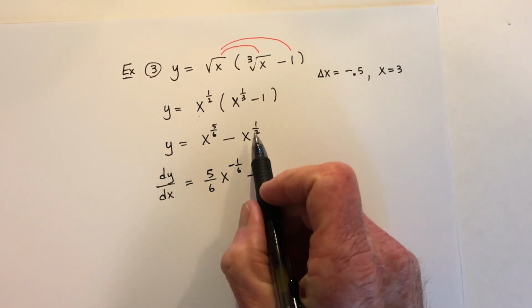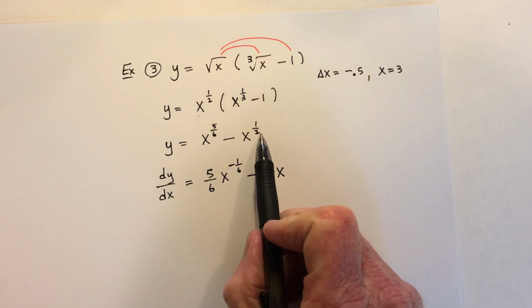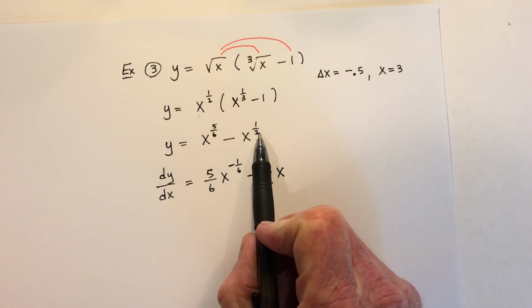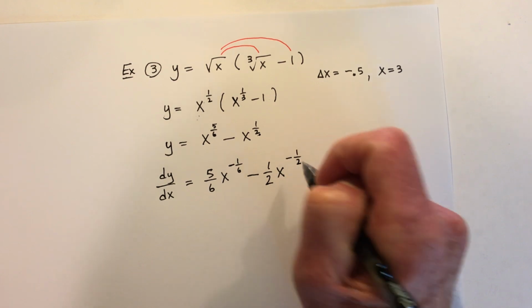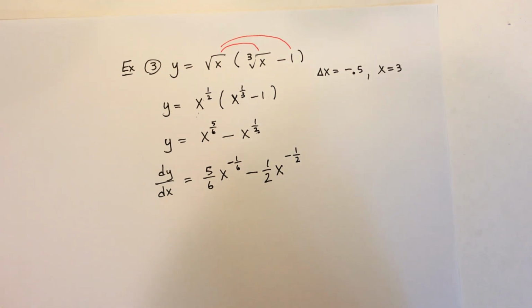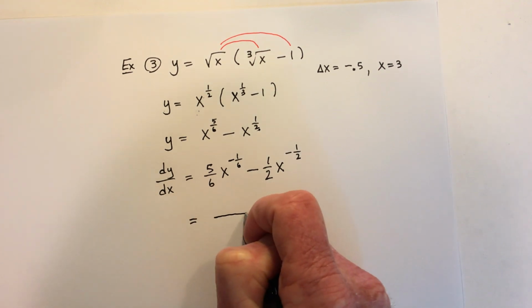And then for the next one, you put the 1/2 in front and then subtract 1 from this exponent. 1/2 minus 1 is a negative 1/2. And that's right, you guessed it. The next thing I'm going to say is don't leave any negative exponents.